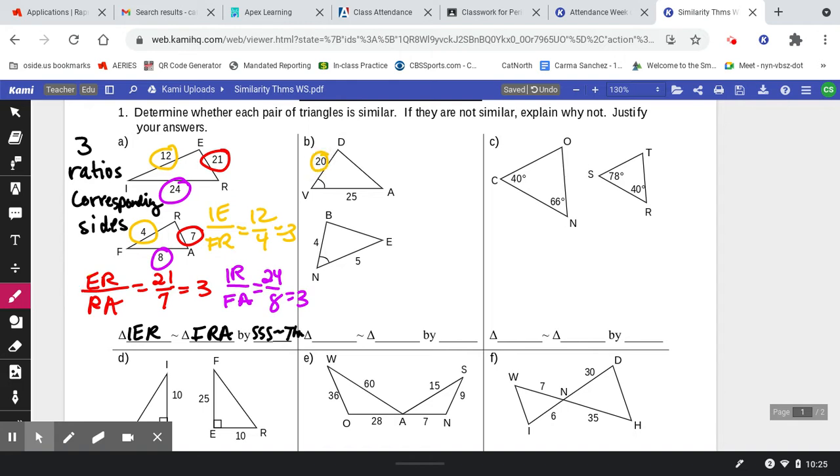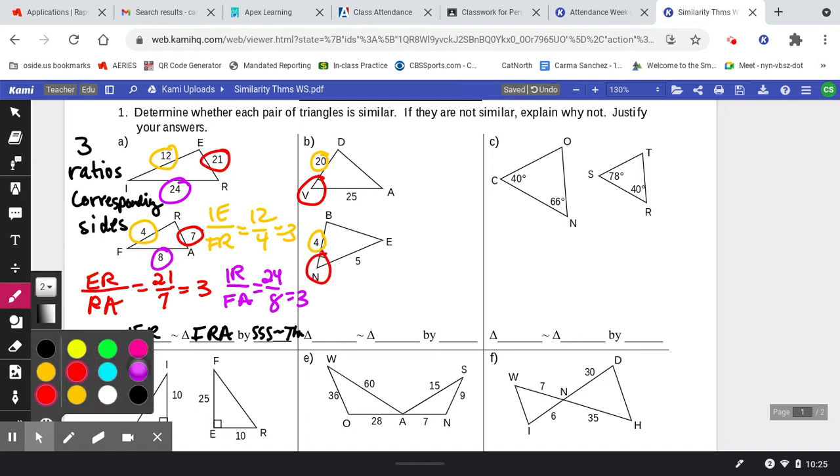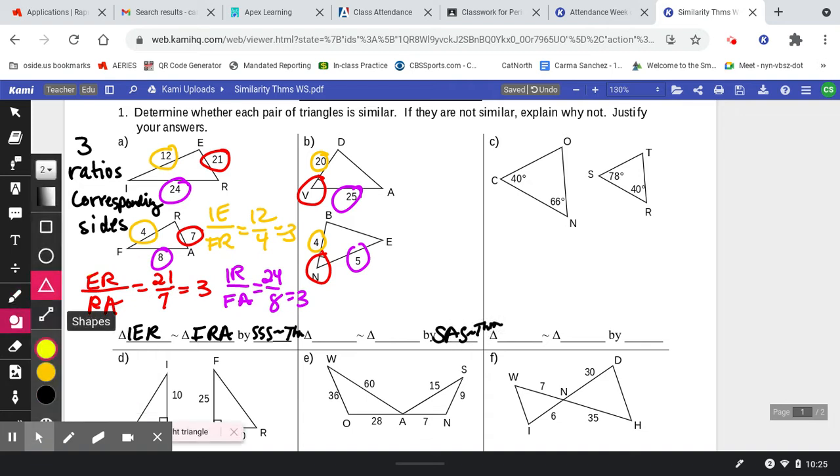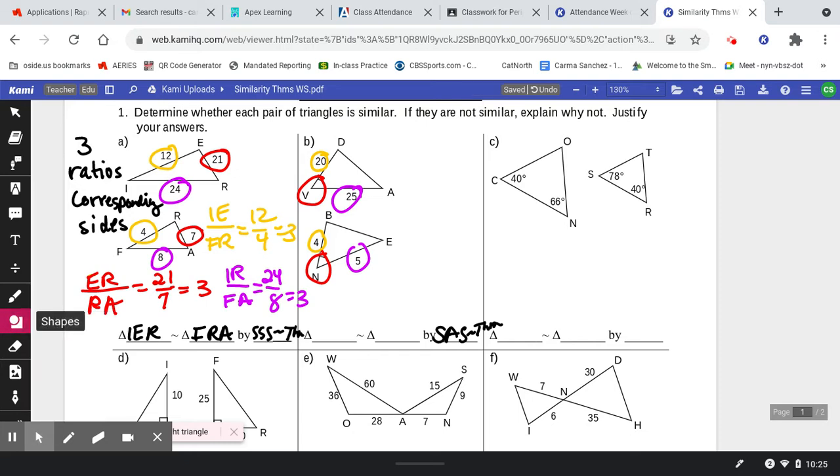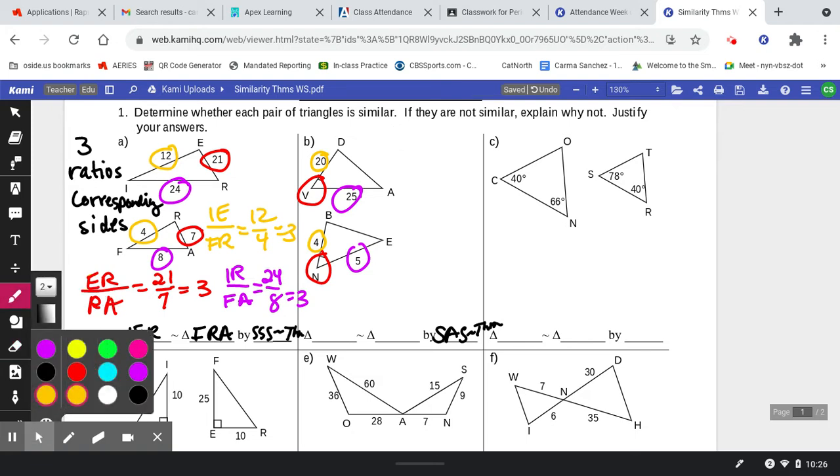This time I'm noticing a side and an angle and a side. Okay, so we're looking at SAS this time. All right, so the first side ratio would be DV, DV compared to BN is a 20:4 ratio, which reduces down to 5.